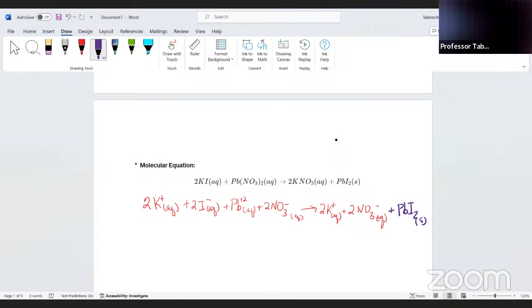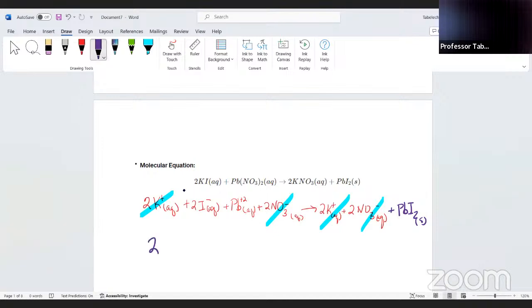Now, again, you've got your potassiums, your iodines, your lead, your nitrates. You need to look at both sides and decide which of these we're going to slash off. So we've got potassium on the left, 2 of them on the left. We've got 2 of them on the right, gone. Do we have an iodine on the left and the right? No. So we're going to leave that alone. Do we have a lead with the +2 charge on both the left and the right? No. So we're going to leave that one alone. So you know what we're going to do? We're going to slash out the nitrates because they're on both sides. So what's left over? Your iodine.